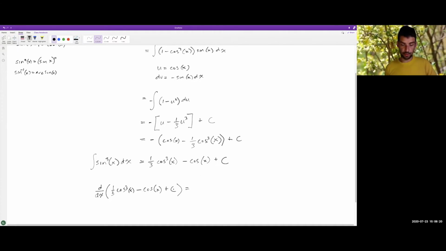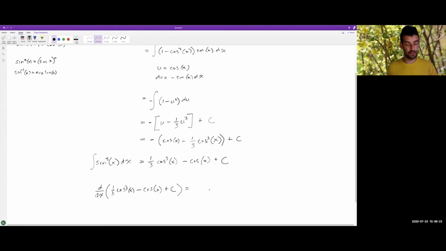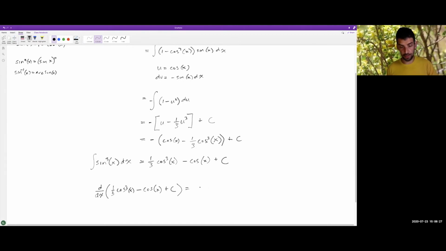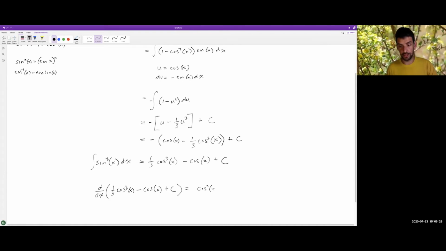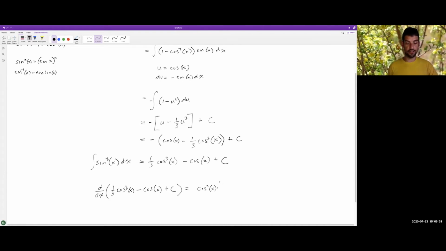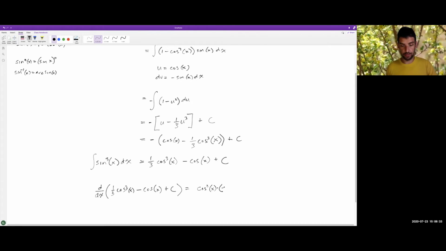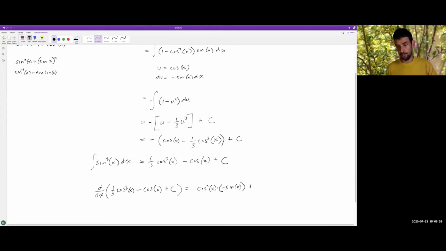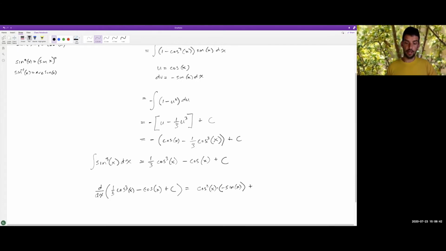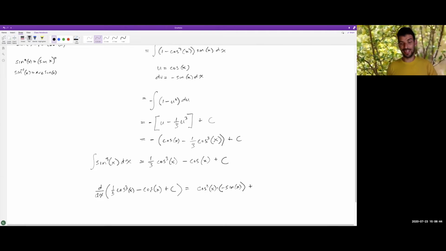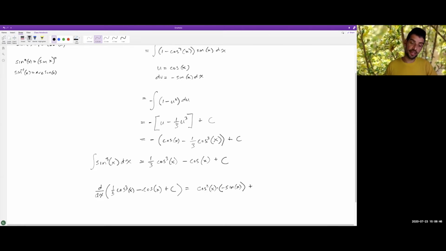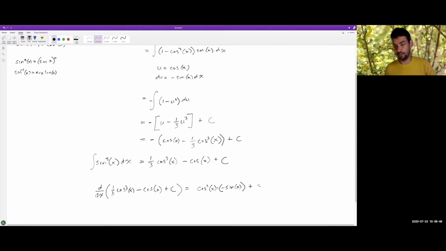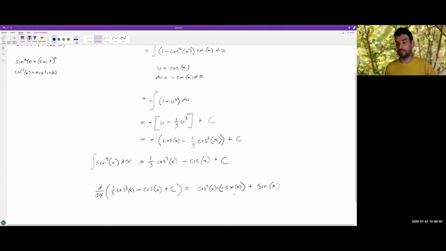So taking this derivative, first I have a chain rule, so the 3 comes down, hitting the 1/3 makes 1, so I'm left with cosine squared x. Then I have the derivative of cosine, which is negative sine x, plus negative cosine's derivative is negative sine, but sorry, cosine's derivative is negative sine, and I've got a negative there, so I have plus sine of x, okay?